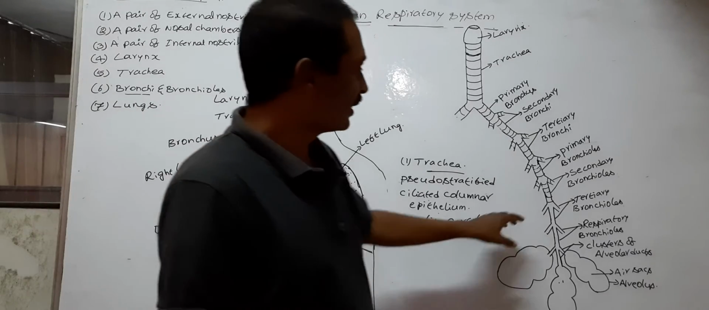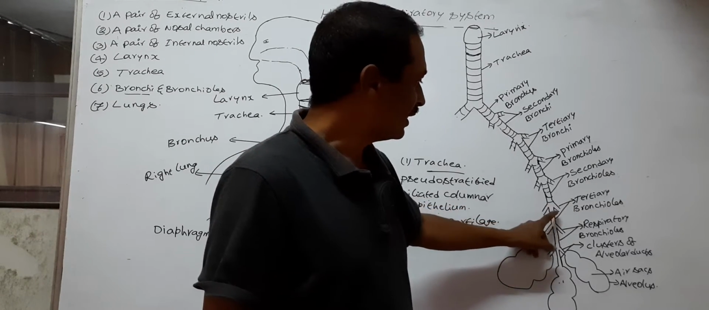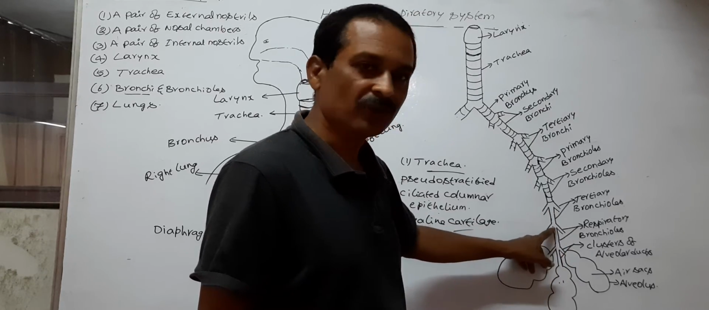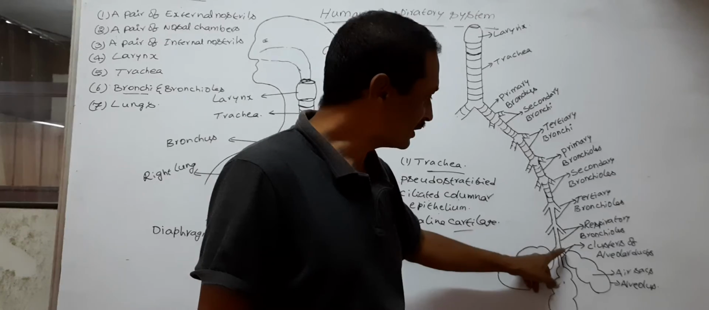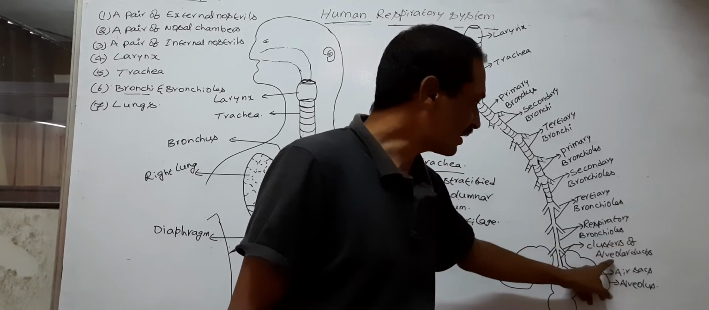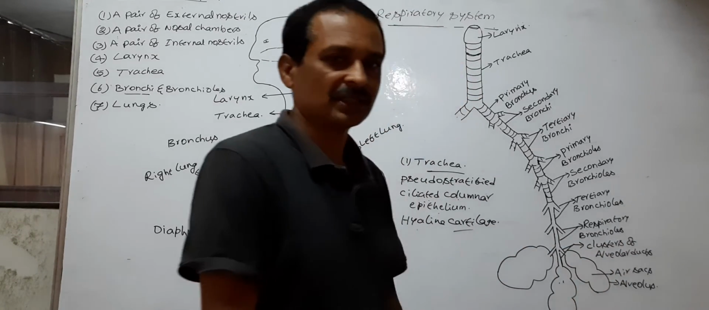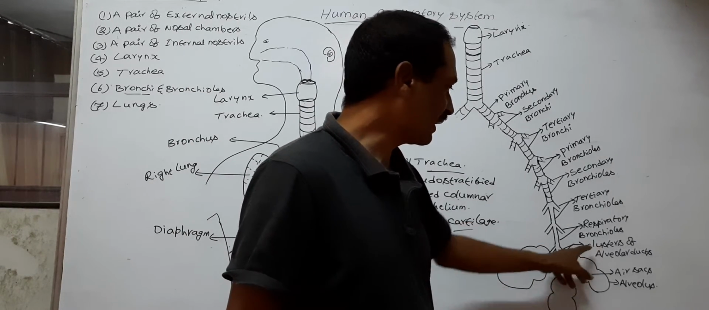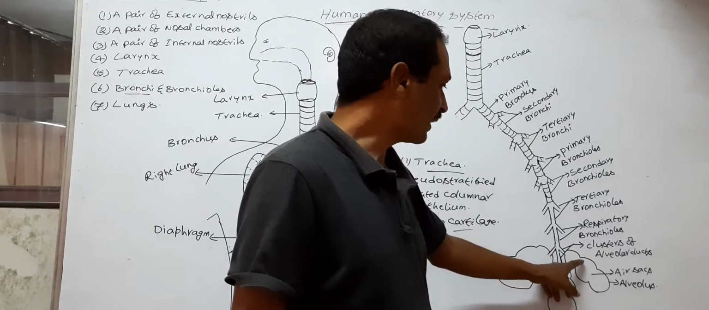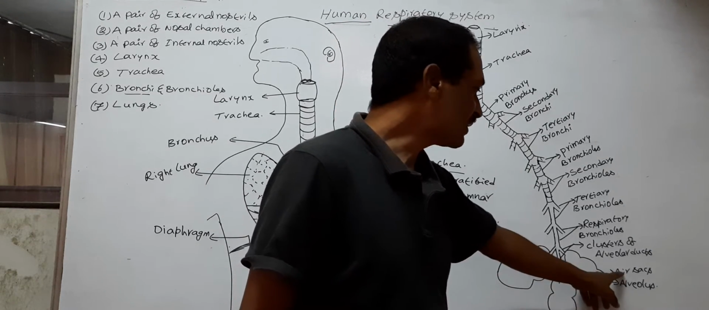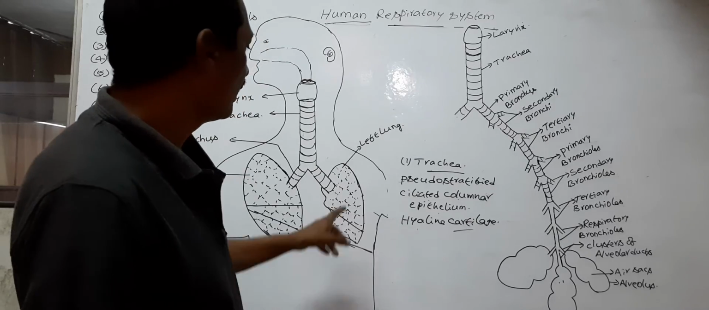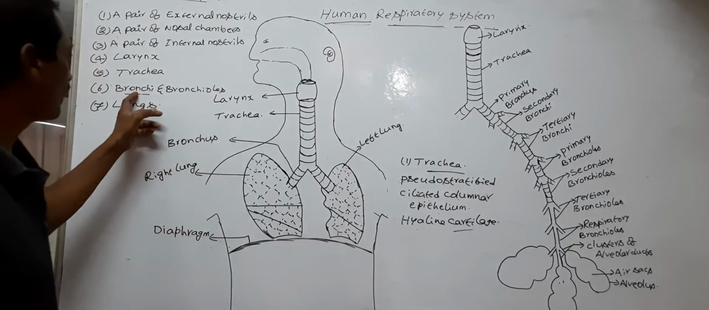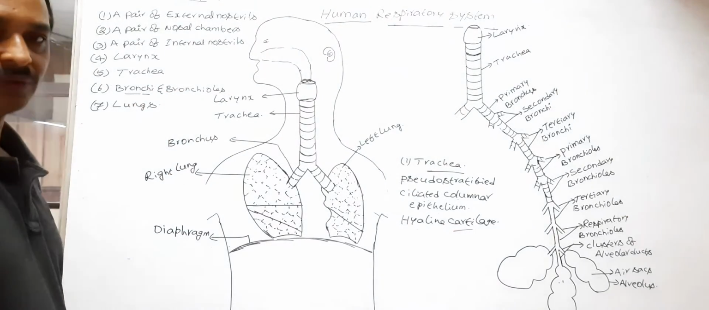Next, the tertiary bronchioles divide into respiratory bronchioles. Respiratory bronchioles divide into clusters of alveolar ducts. The clusters of alveolar ducts open into the air sacs of the lungs. So these are the bronchi and bronchioles.